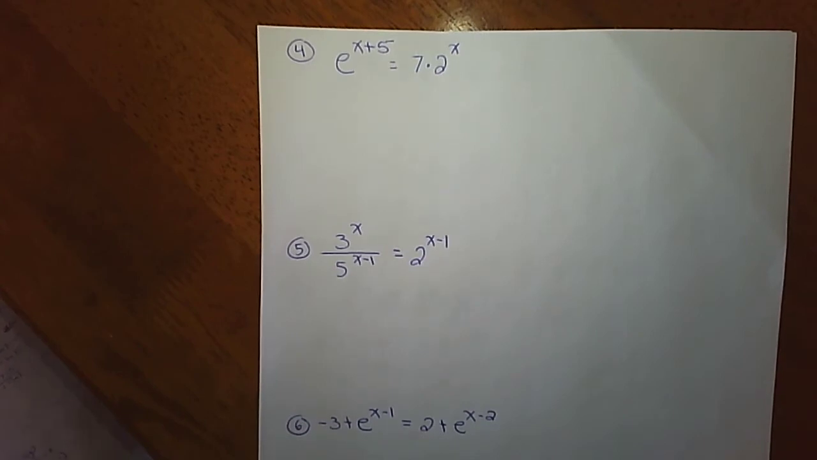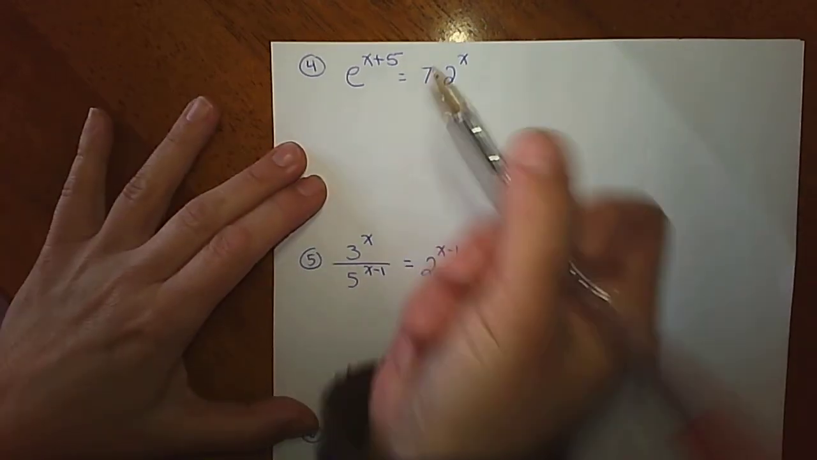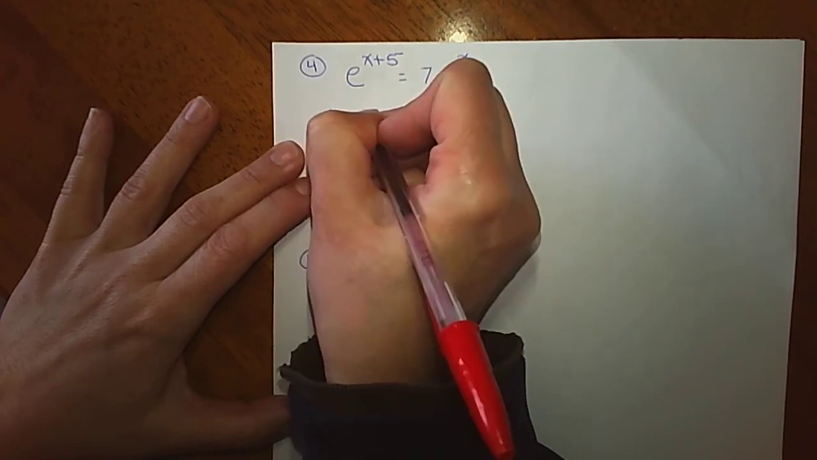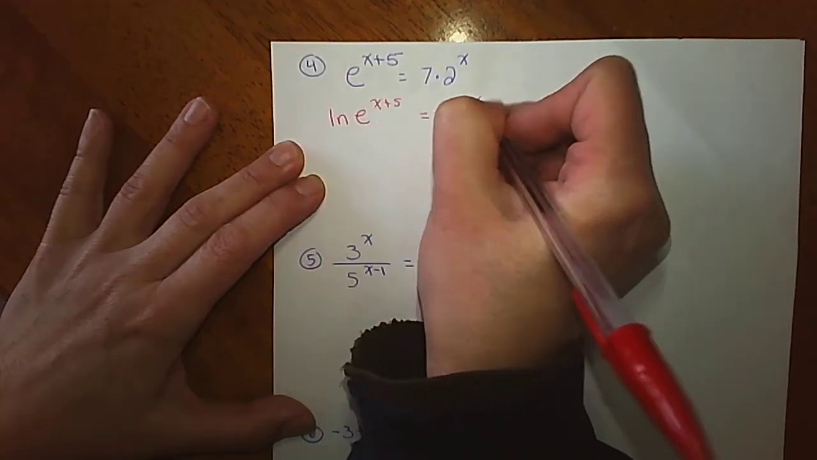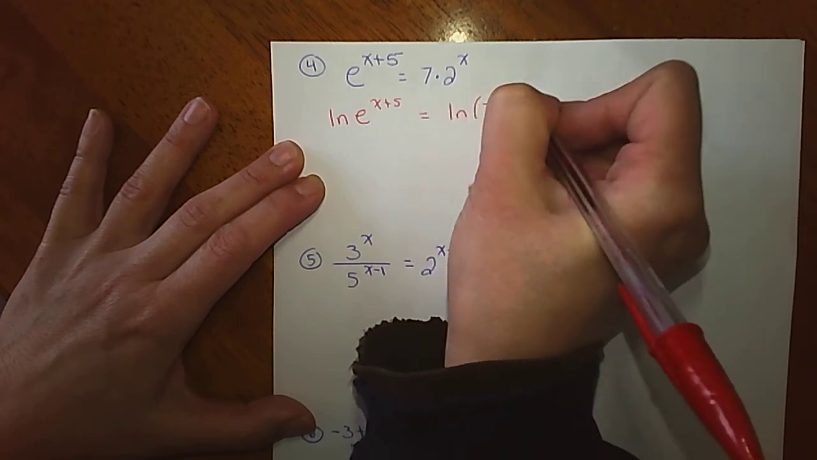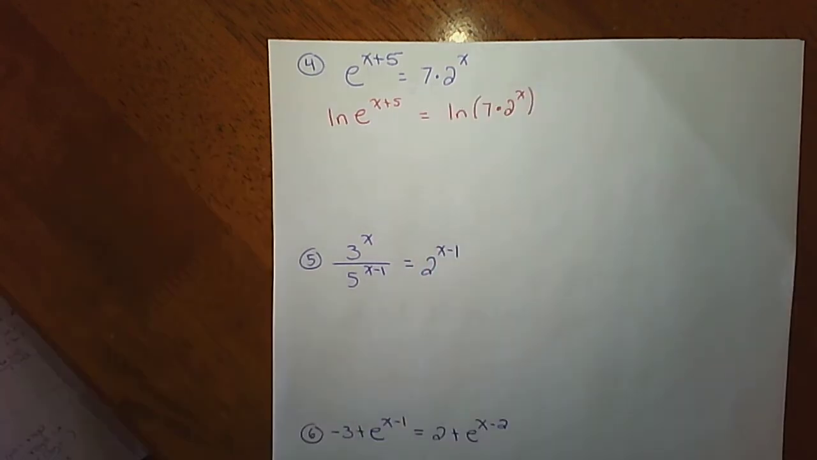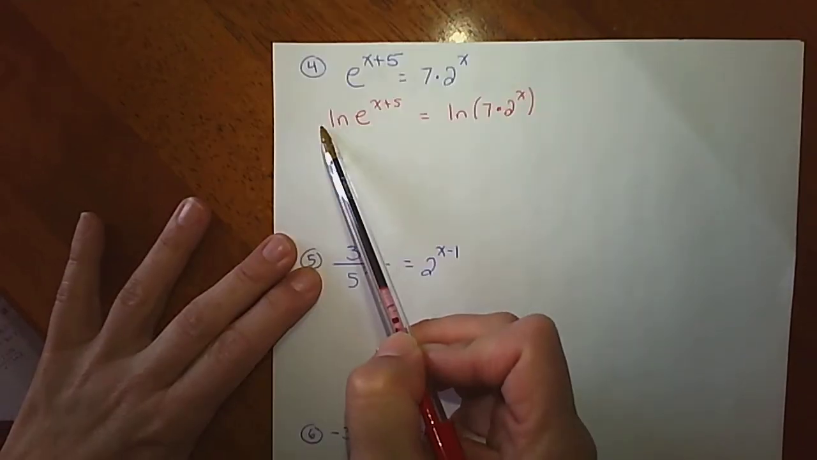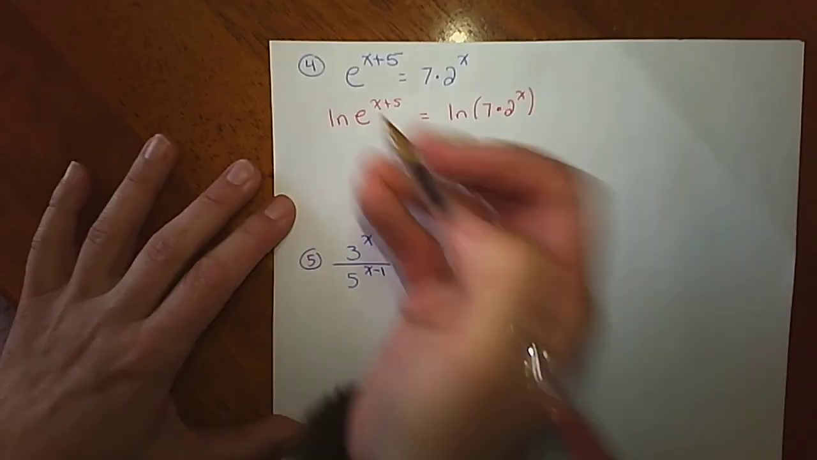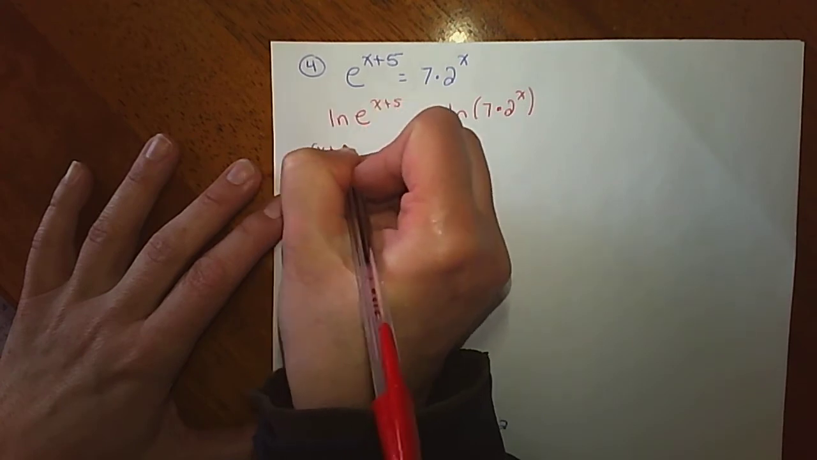Now, we've got e in this problem, so we're going to bring in natural log instead of regular log. So I'm going to do natural log of e to the x plus 5 equals the natural log of all of this. Now, log rules. This is going to fall in front. Now, both of these are coming down in front, so I'm going to put it in parentheses.